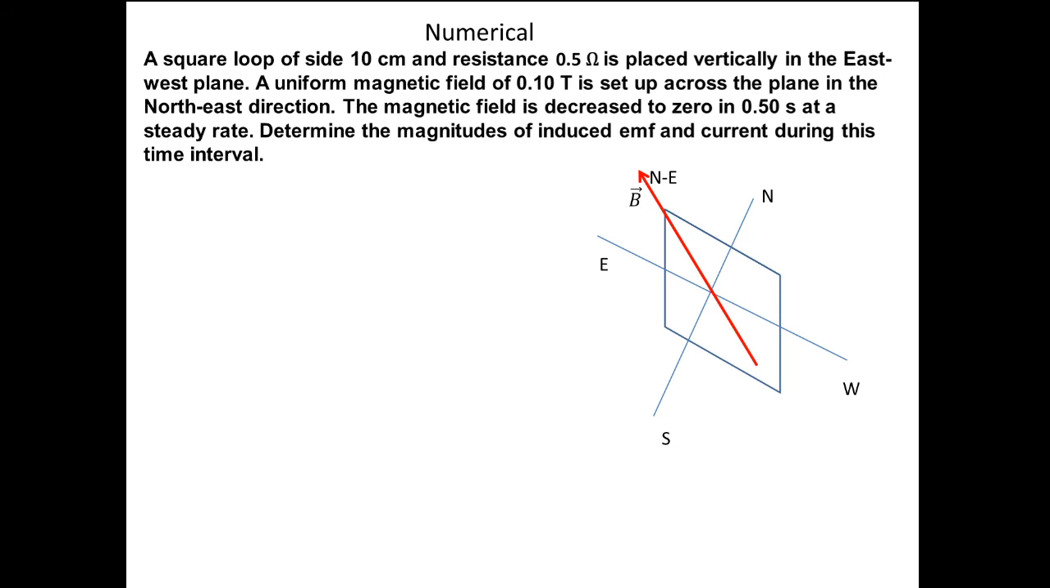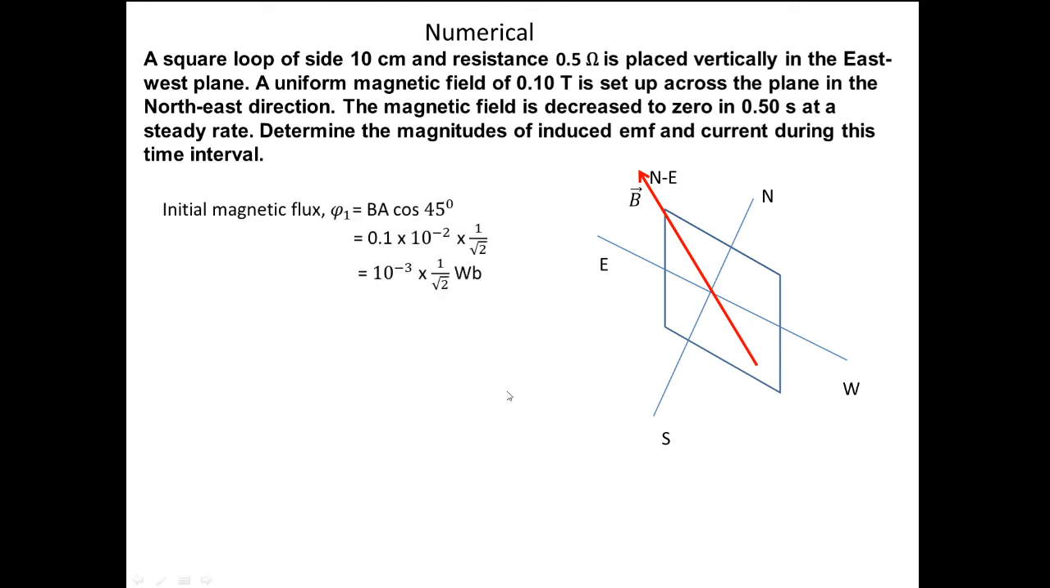Now a problem. A square loop of side 10 cm and resistance 0.5 ohm is placed vertically in the east-west plane. A uniform magnetic field of 0.1 Tesla is set up across the plane in the northeast direction. The magnetic field is decreased to 0 in 0.5 second at a steady rate. Determine the magnitudes of induced EMF and current during this time interval.